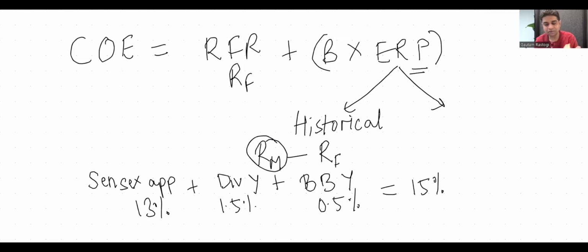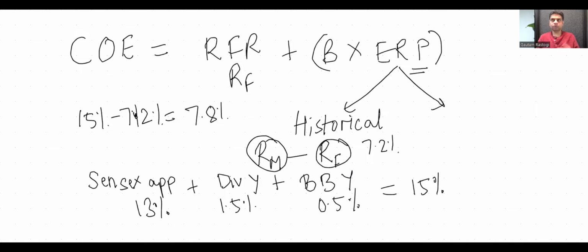From that, you net off the current risk-free rate. Let's say the current risk-free rate, where the Indian government bond is trading right now, is 7.2%. So 15% less 7.2%. How much do you get? You get 7.8%.